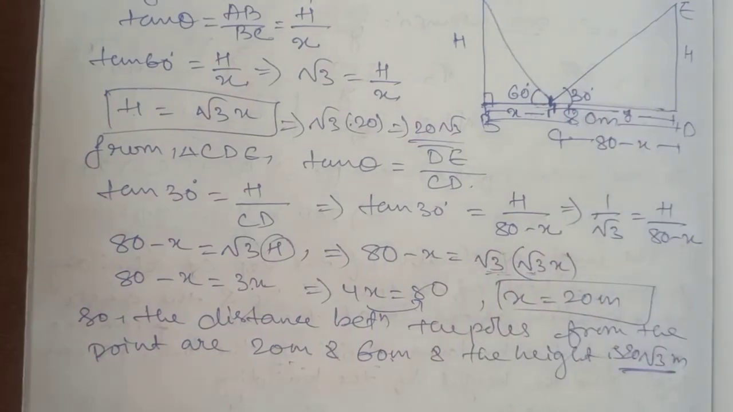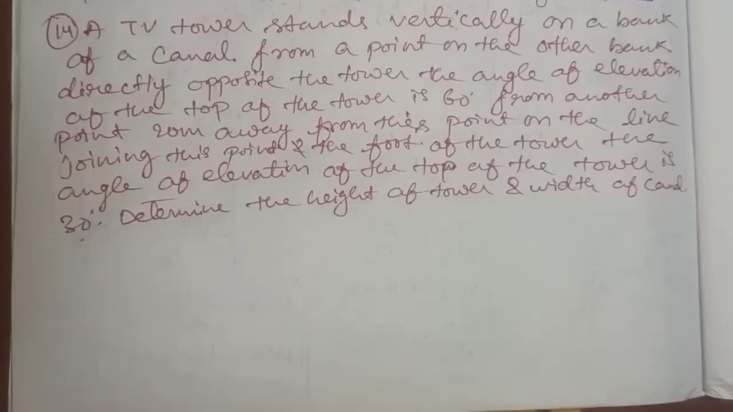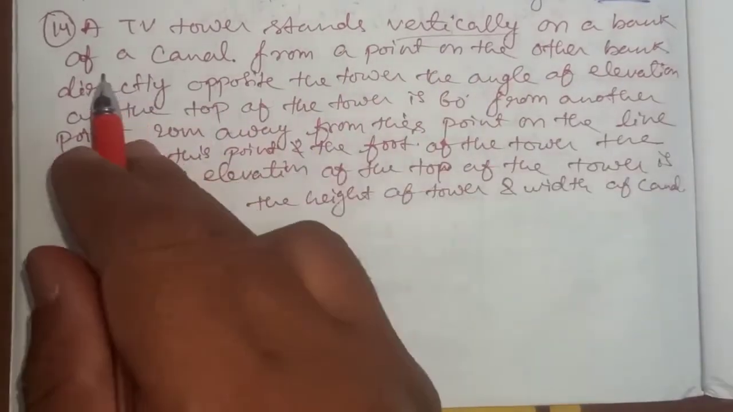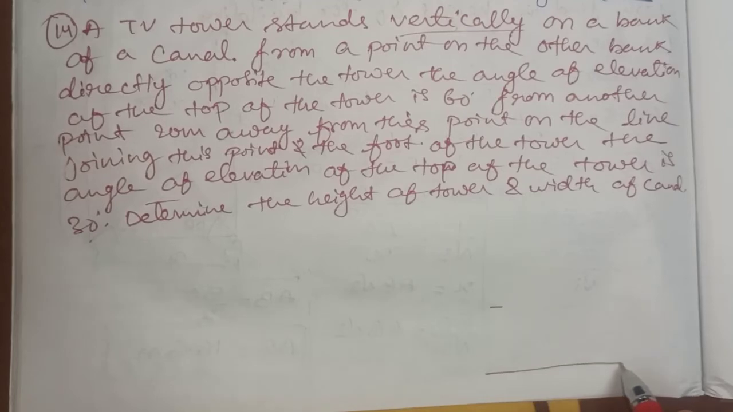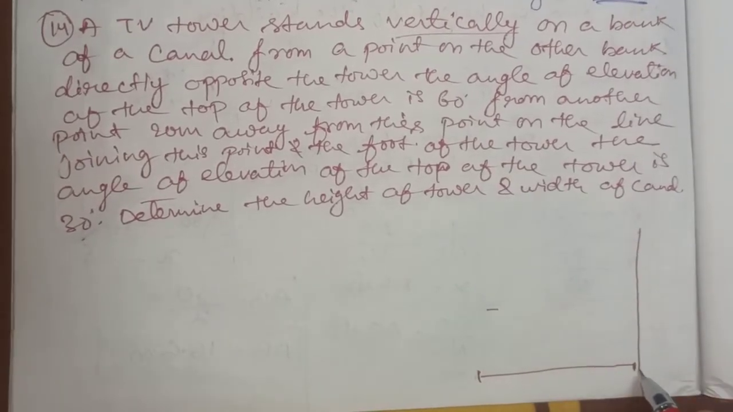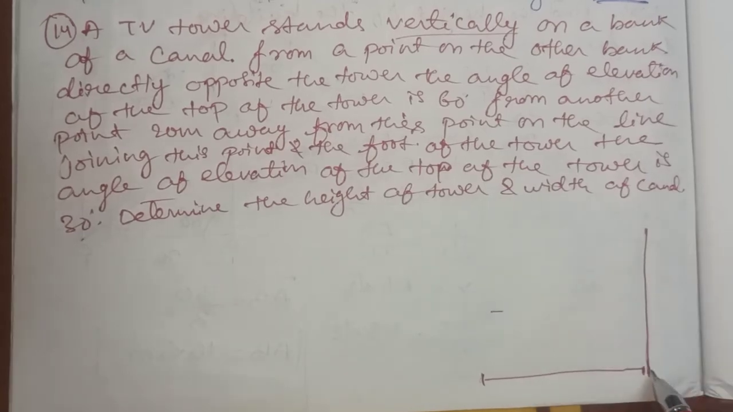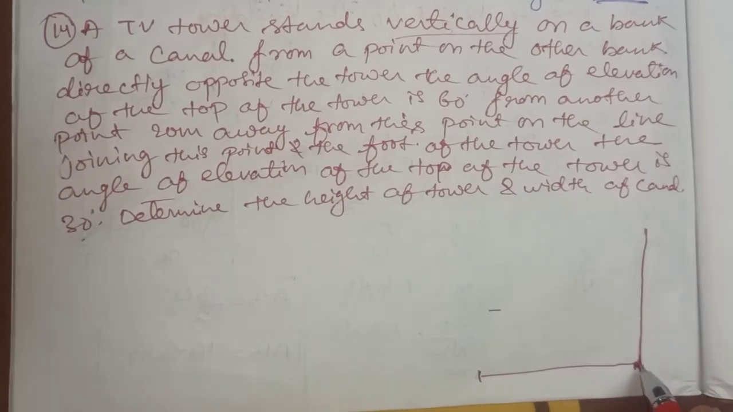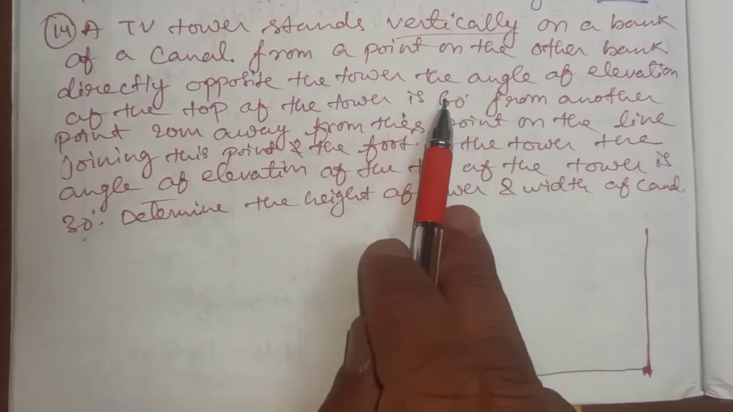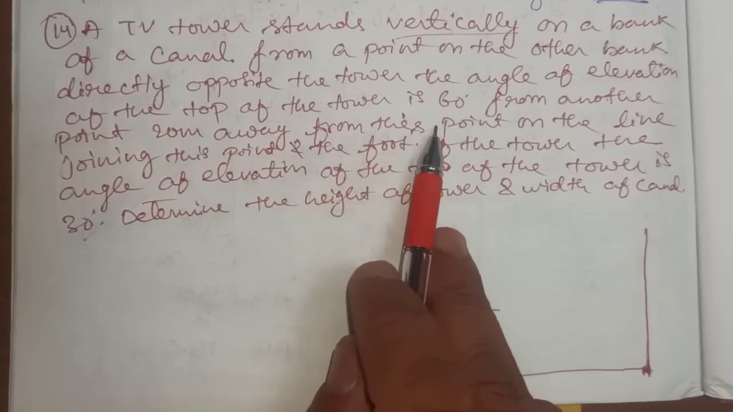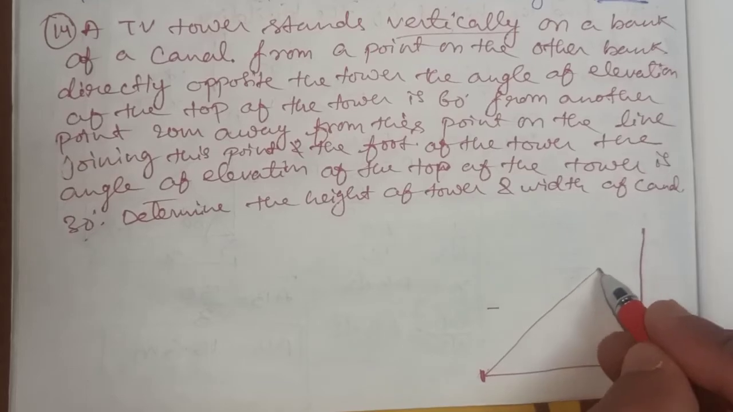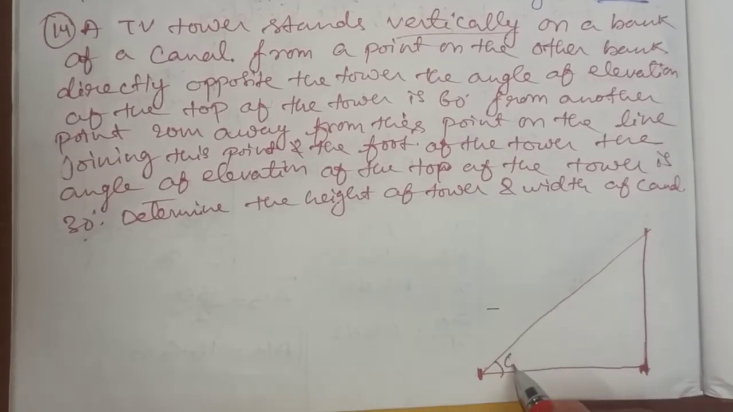Okay, next. Now question number 14. In question number 14 it is given a TV tower stands vertically on a bank of a canal. Suppose this is a canal. Bank means edge, one end of the canal. From a point on the other bank directly opposite to the tower, the angle of elevation of the top of the tower is 60 degrees.